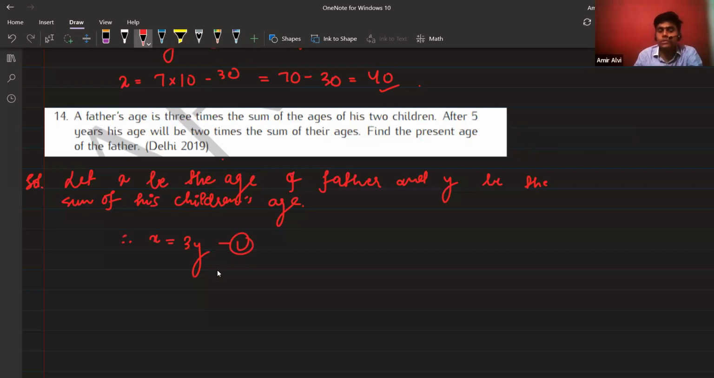So this is our first equation. The second says that after 5 years, his age will be 2 times the sum of their ages. So let's add 5 to both terms. The 2 will be multiplied because the father's age will also increase and the children's ages will also increase, so his age becomes 2 times the sum of their ages. Is that clear? Is there any doubt? No, sir. What we can do now is put the value of X here.